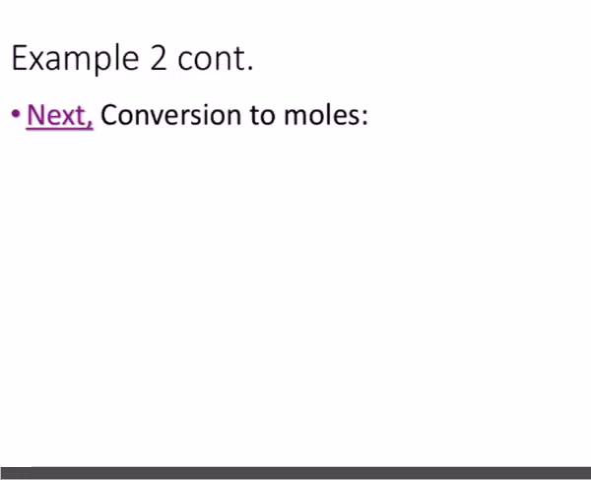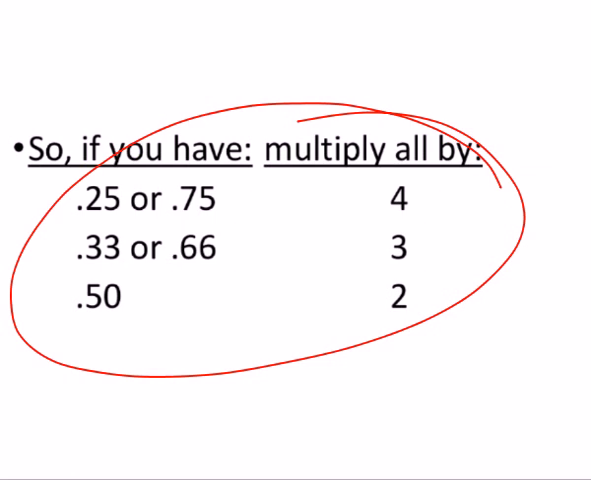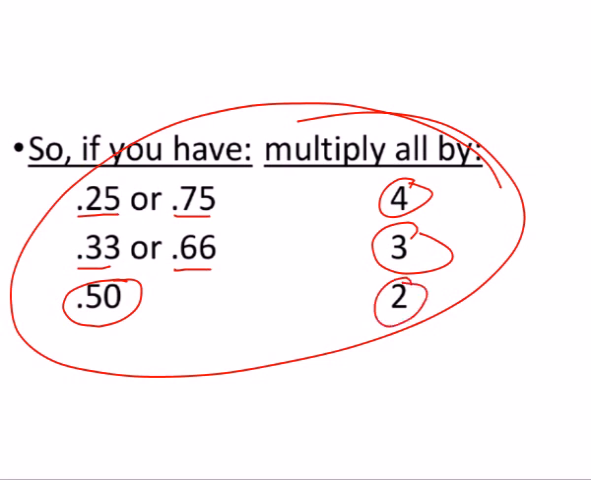So a quick trick, okay, I did it all in one. Here we go, guys. If you end up with, after dividing by moles, that's the key. After you've leveled the playing field and got everything divided by moles, if you end up with 0.25 or 0.75, you'll multiply every number by 4. If you end up with 0.33 or 0.66, you'll multiply everything by 3 to get to a whole number. 0.5, you're going to multiply by 2.